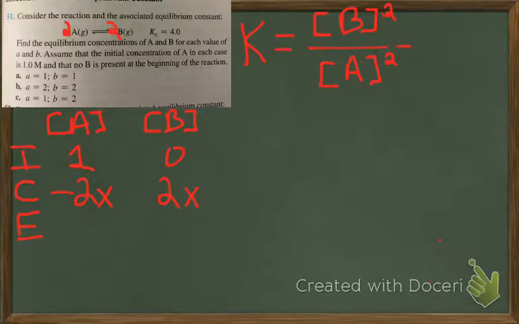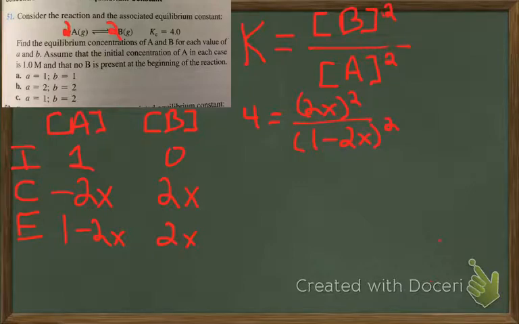And then what's going to happen at equilibrium? What's my equilibrium at A? 1 minus 2x. And then for B? It's just 2x. Now, what's my next step here? Put in the... Okay, so 4 equals 2x squared over 1 minus 2x squared.